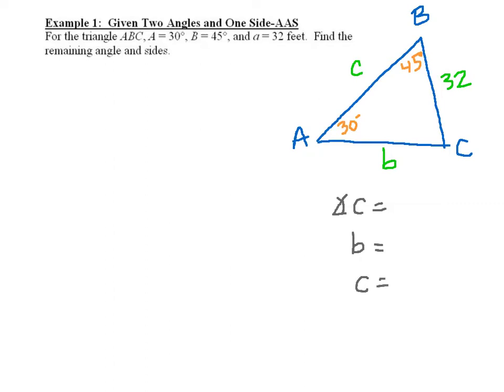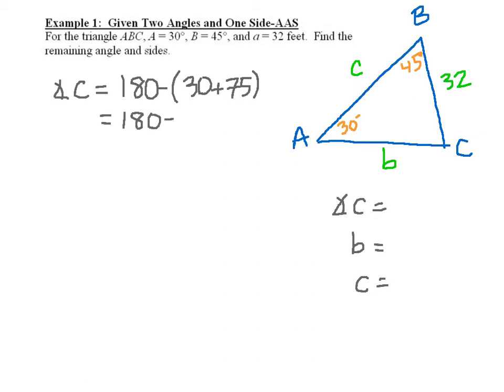We can figure out angle C first by taking our two other angles and subtracting them from 180. So you have 180 minus 30 plus 45, thinking ahead, so I'm going to be subtracting 75, which gives us 105 degrees. So angle C is 105 degrees. Obviously I did not draw to scale, so don't get too mad at me.